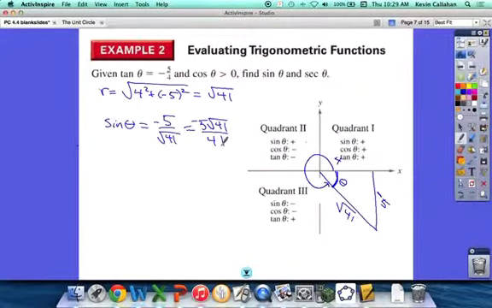Okay, the secant. The secant is 1 over the cosine. So the cosine would be 4 over the square root of 41. So the secant is root 41 over 4. I just flip it.